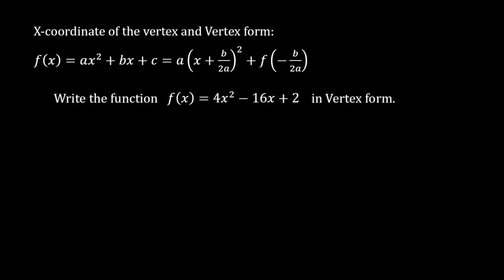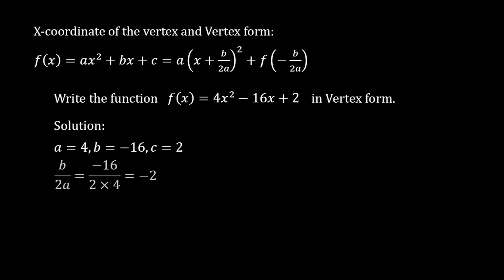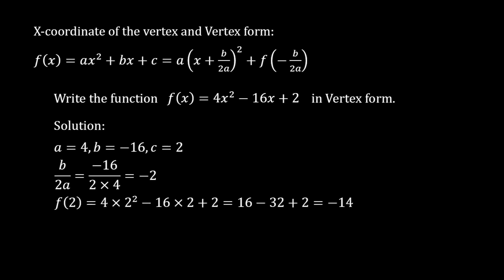Write the function f of x equals 4x squared, minus 16x, plus 2 in vertex form. Solution. A is 4, b is minus 16 and c is 2. We need to evaluate minus b divided by 2a and f of minus b divided by 2a. We get minus b divided by 2a is equal to 2, and f of 2 is equal to minus 14. The function in vertex form will be 4 times x minus 2 squared, minus 14.